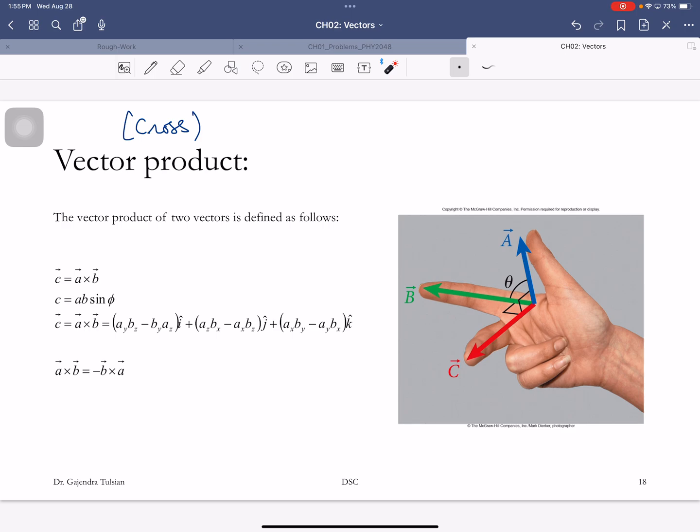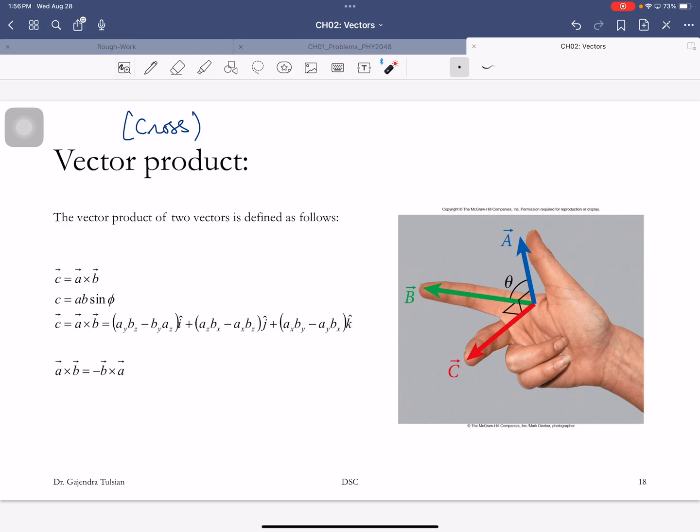If this is A, if you turn the screw this way, the screw moves this way. That's the direction of C. Okay? That's the best way to remember it. So figure out the direction in which the screw moves. So there, A to B, that's the direction.